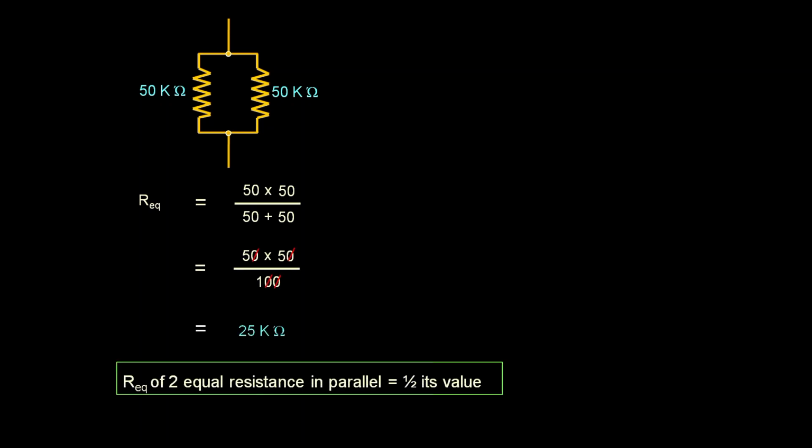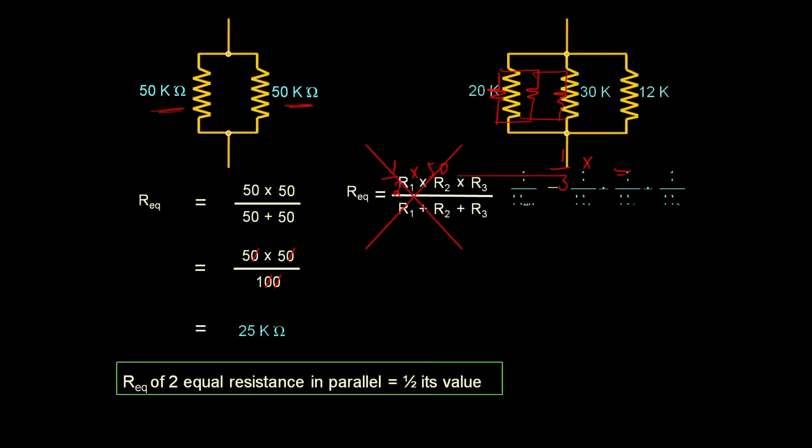Here, 50 into 50 by 50 plus 50, obviously. And there is a trick for R equivalent of two equal resistances. Two equal resistances means 50 kilo ohm and 50 kilo ohm, they are equal. Then you can use the formula 1 by 2 into 50. If there are three resistances in parallel like this with the same value, then you can use 1 by 3 into the resistance value. That is also a trick.